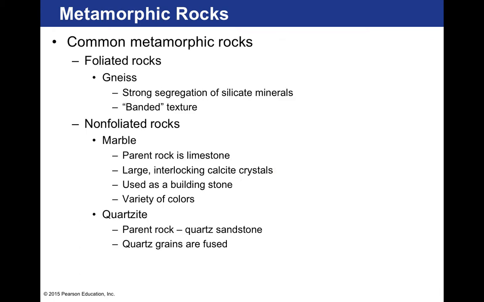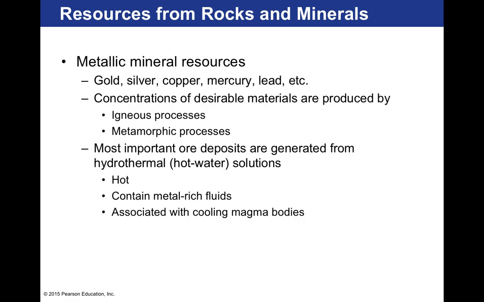Again, just some examples of metamorphic rock. Now, metamorphic rocks are basically the source of all our metallic minerals, so gold, silver, copper, mercury, lead. All of these things we use in industry are the result of metamorphosis. And the concentration of these materials is produced by other igneous processes and metamorphic processes.